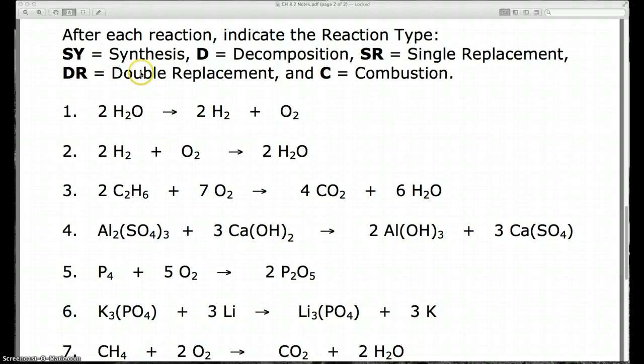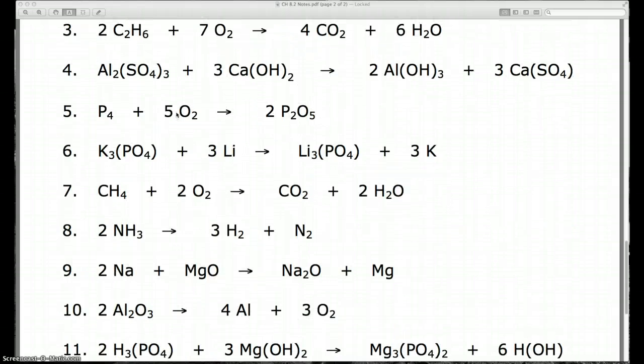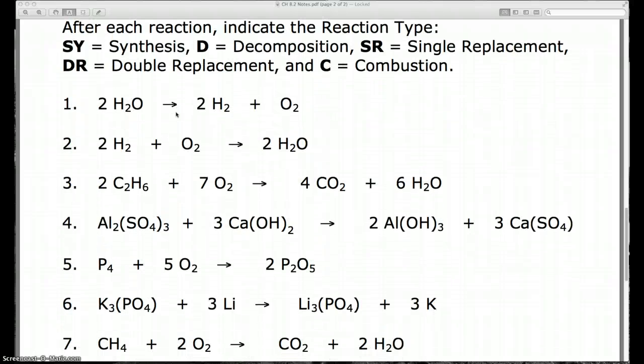So if you want to pause it now and do these, number 1 through 12, just go through and say number 1 is whatever you think it is: C for combustion or SR for single replacement. And then unpause it and I'll go through the answers. So pause it now, do 1 through 12, and then I'll go through the answers when you unpause it.